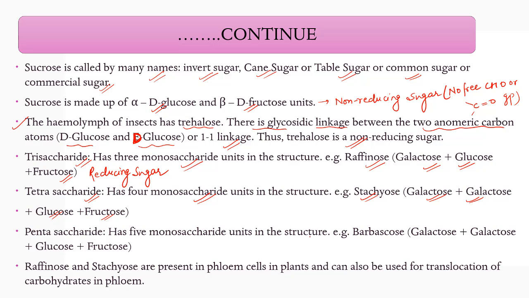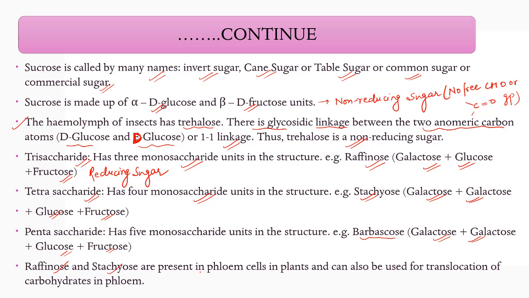Pentasaccharide, five monosaccharide units in the structure, like verbascose. Verbascose is having galactose, glucose, fructose, and some other unit which is missing. So it is having five monosaccharide units: galactose plus glucose plus fructose, and one other unit is missing.